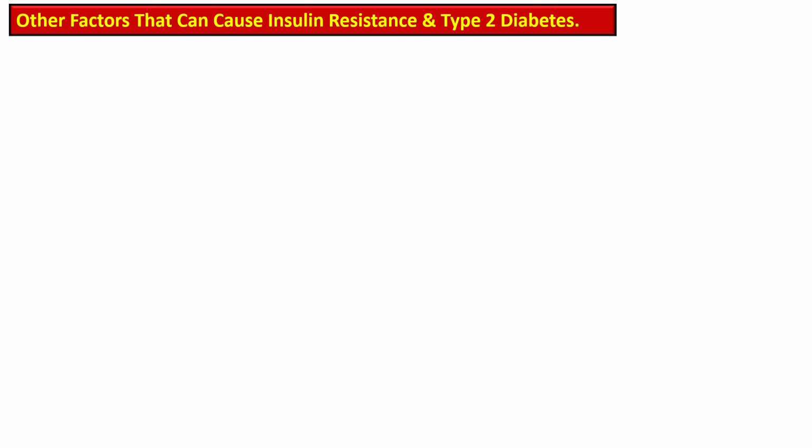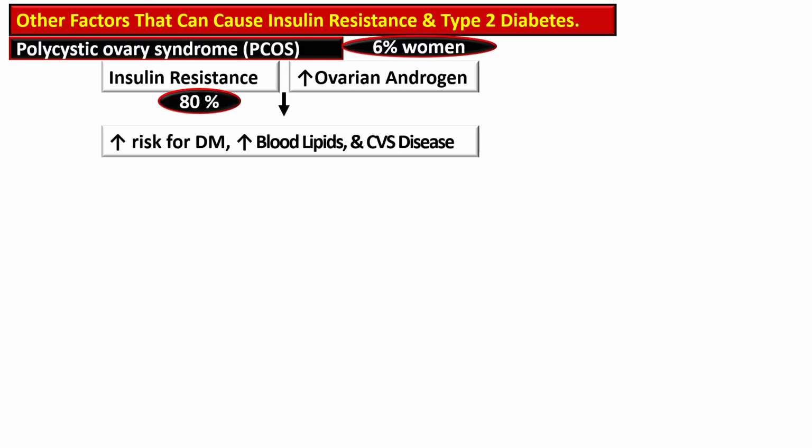While obesity and visceral fat accumulation are the primary drivers of insulin resistance, several other conditions, both acquired and genetic, can impair insulin signaling and predispose the individual to type 2 diabetes. One of these is polycystic ovarian syndrome that affects about 6% of women during reproductive years, and it has certain features. There is increased ovarian androgen production, and there is also marked insulin resistance.